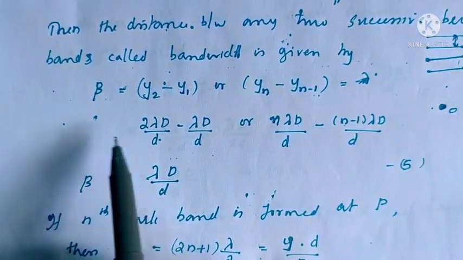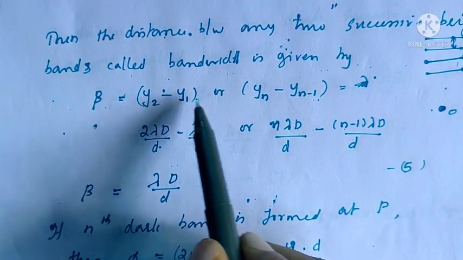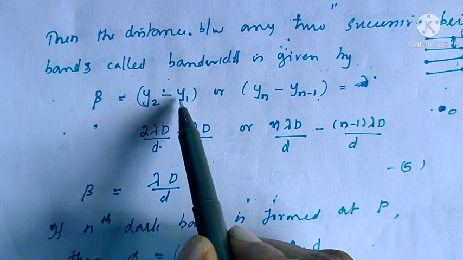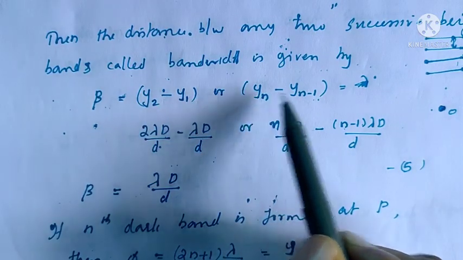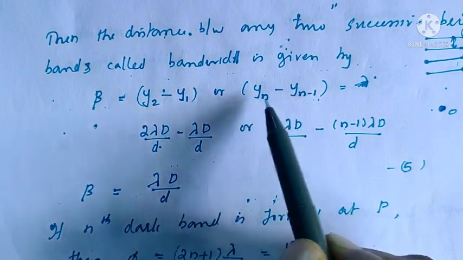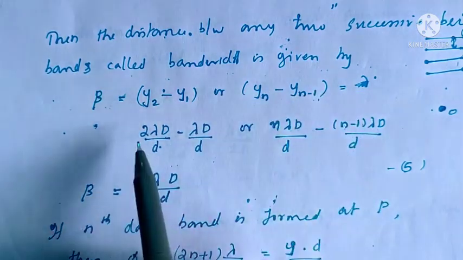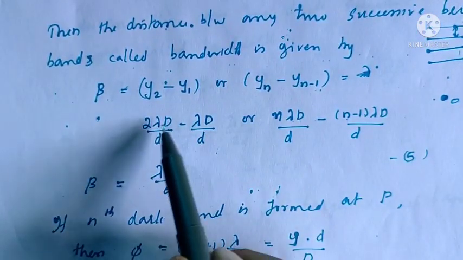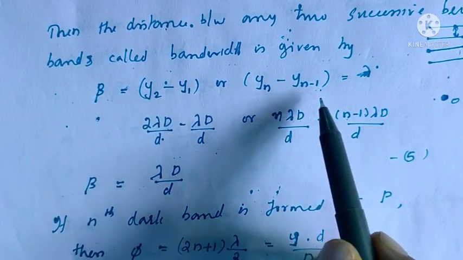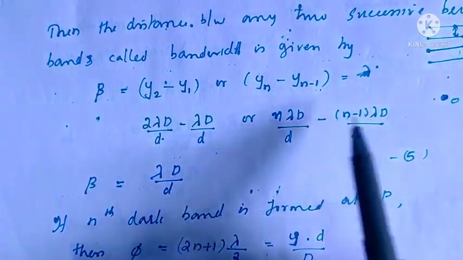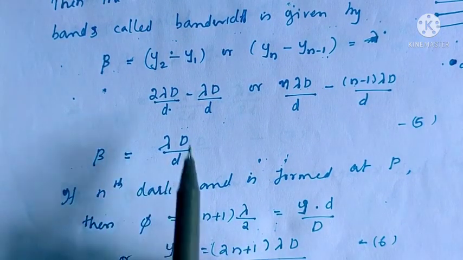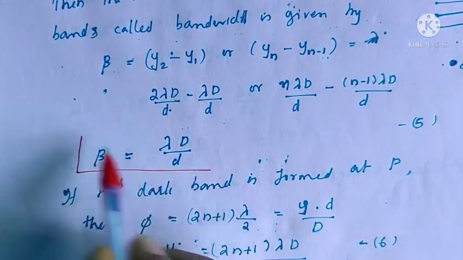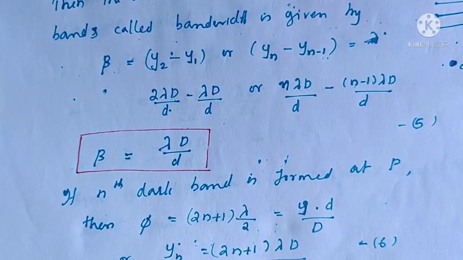We can calculate the bandwidth from this expression: beta is equal to y2 minus y1, which is the separation between the second bright fringe and first bright fringe. And in general we can write yn minus y(n minus 1), that is the nth fringe and the (n minus 1)th fringe. If we substitute the values for y2 and y1 here, or in general in terms of n, it will converge to beta as lambda capital D by small d. So this is the bandwidth of the successive fringes produced on the screen.